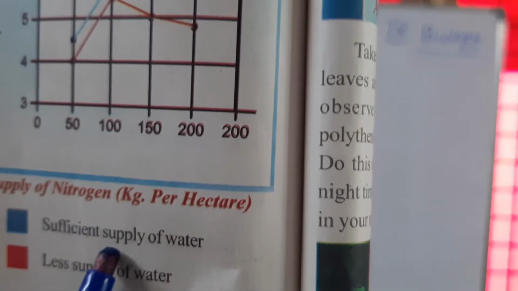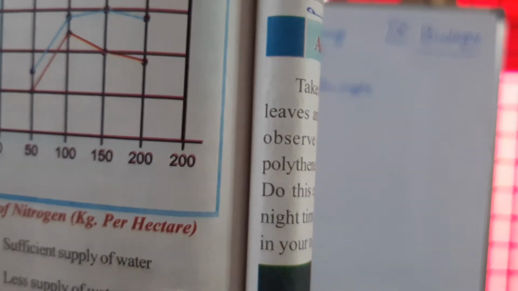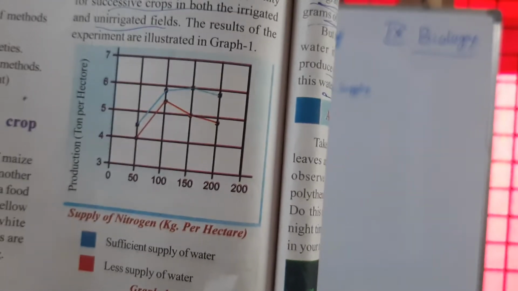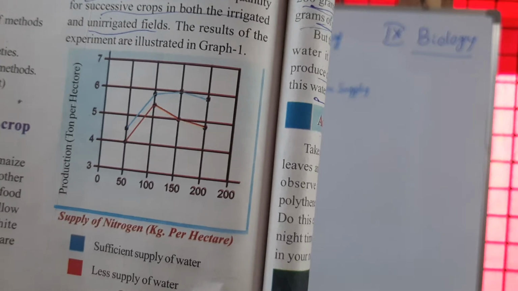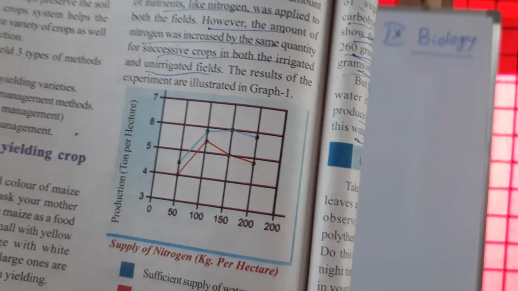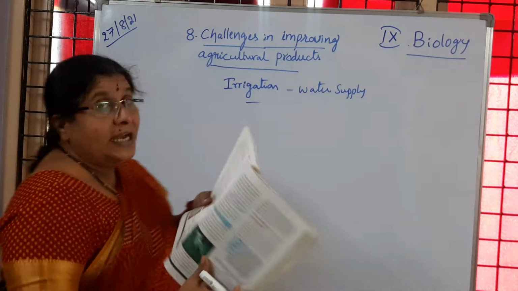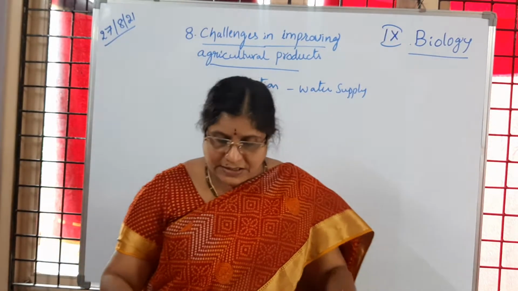So here the blue color indicates the sufficient supply of water, and the red color indicates the less supply of water. Is it clear to you? So now if water is not supplied in the required amounts, then the yield of the crop will be reduced. Is it clear to children?